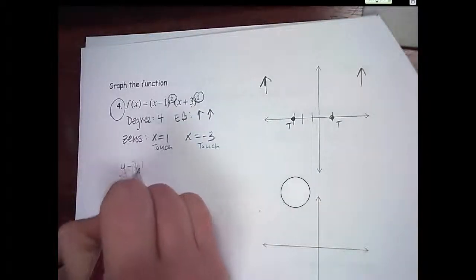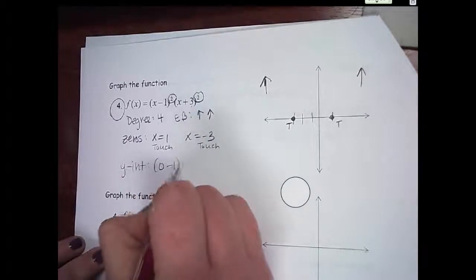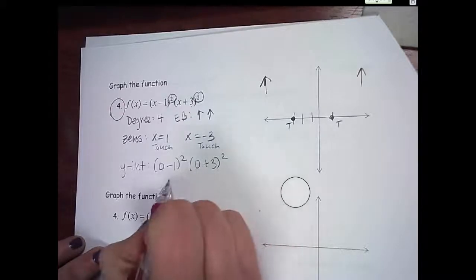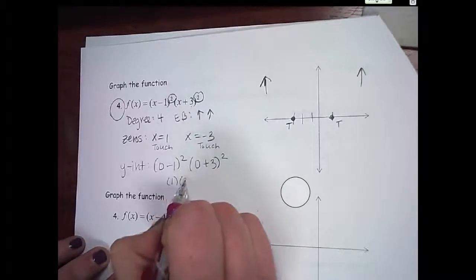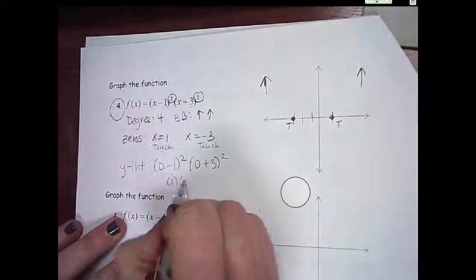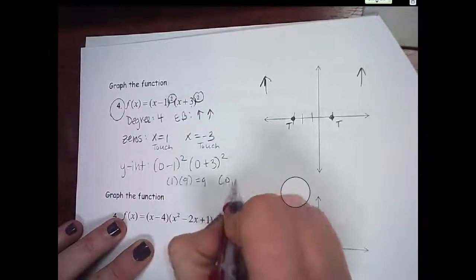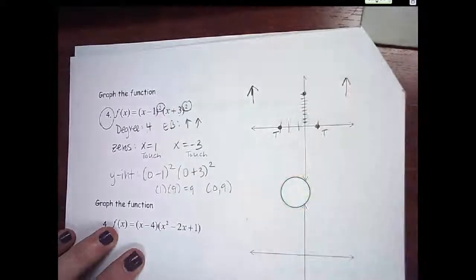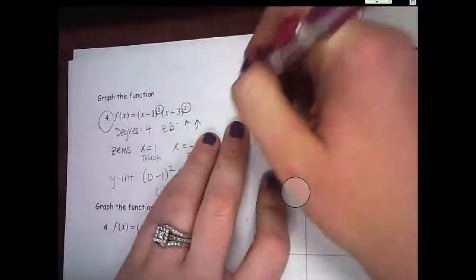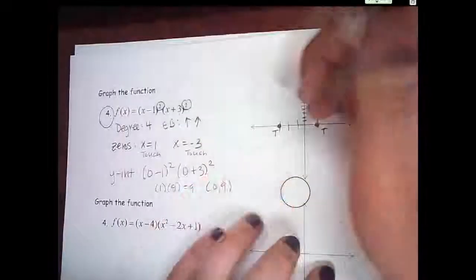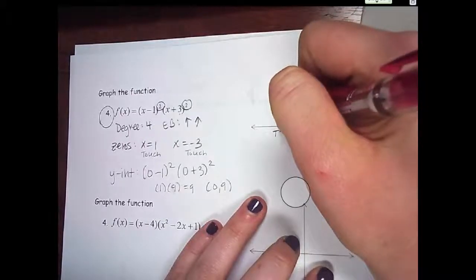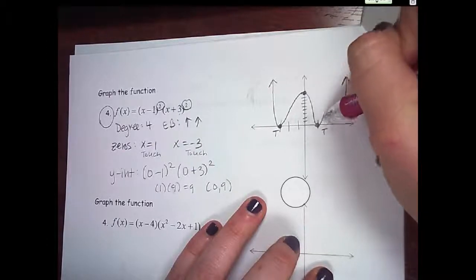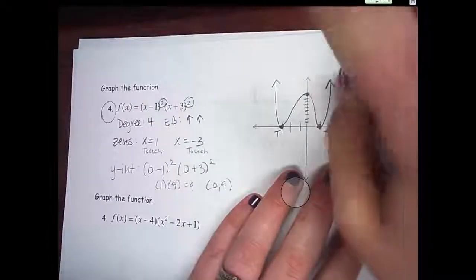And then find the y-intercept. So 0 minus 1 squared and 0 plus 3 squared, which is positive 1 times 9, which is 9. So 0, 9. 1, 2, 3, 4, 5, 6, 7, 8, 9. And then you just sketch it. So start on the left. So I have my up arrow. I touch at negative 3, go through positive 9, touch at 1, and then I come back up to get my other up arrow.